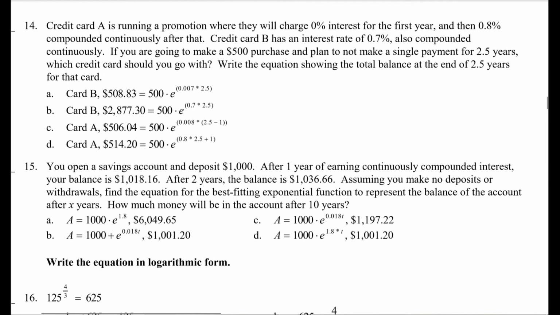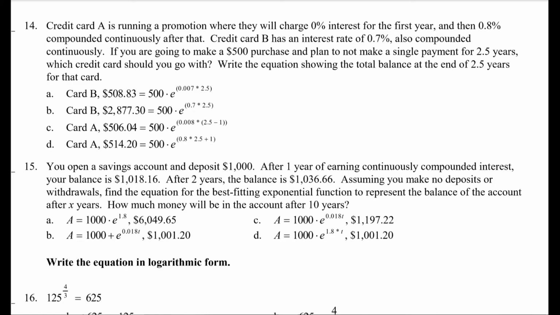All right. Credit card A is running a promotion where they'll charge 0% interest for the first year, 0.8% continuously after that. Credit card B has an interest rate of 0.7%, also compounded continuously. If you're going to make $500 of purchase and plan not to make a single payment for 2.5 years, which credit card should you go with? Write the equation showing the total balance at the end of 2.5 years for that card.